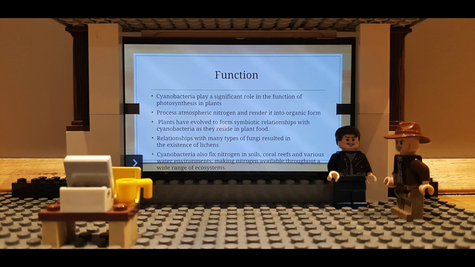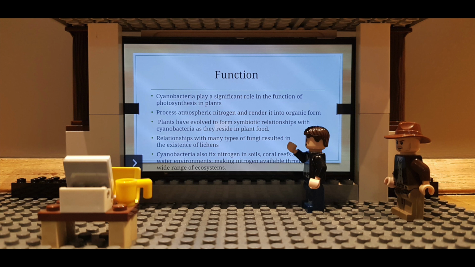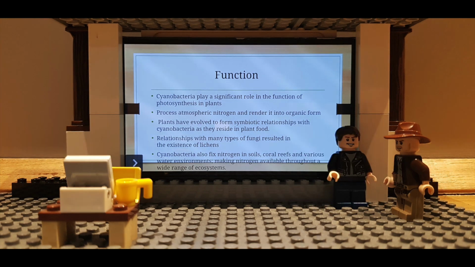In the role of nitrogen fertilizer, the ability of processing atmospheric nitrogen and rendering it into an organic form is possessed by cyanobacteria. Plants have evolved to form symbiotic relations with cyanobacteria as they reside in plant food and in roots. Cyanobacteria has formed similar relationships with many types of fungi, resulting in the existence of lichens. Cyanobacteria also fixes nitrogen in soils, coral reefs, and various water environments, making nitrogen available throughout a wide range of ecosystems.